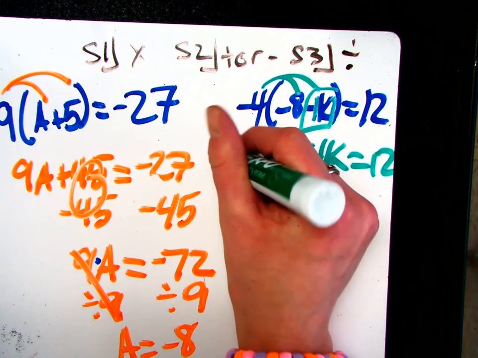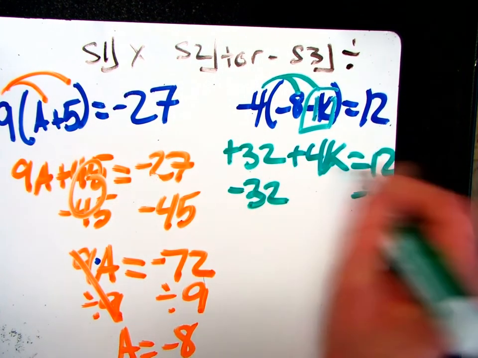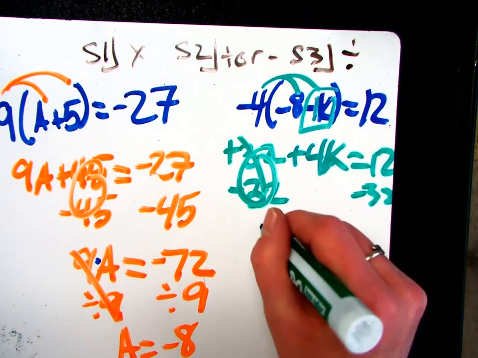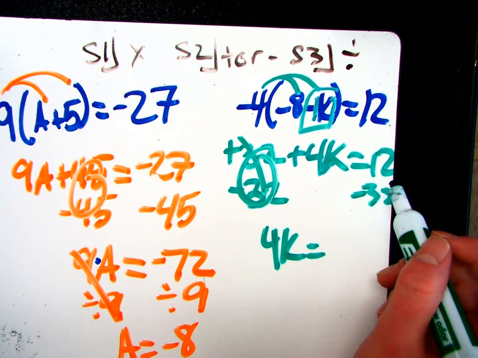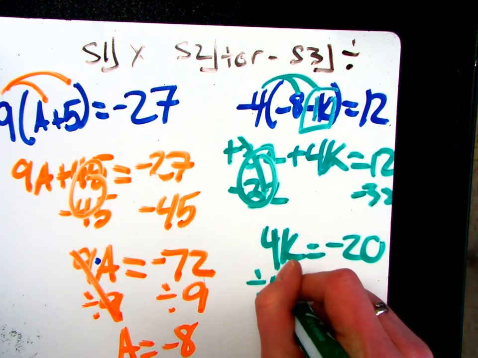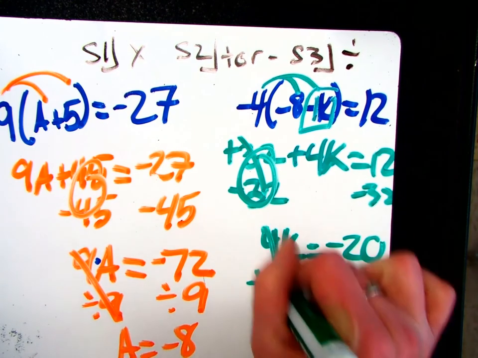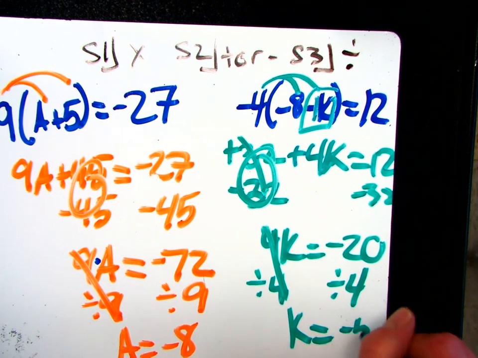This is a positive 32, so that means I'll want to subtract 32 from both sides. Those make 0. We got 4k by itself, and 12 minus 32 is negative 20. Finally, we will end up dividing by 4 on both sides. The 4's cross out. We now have k by itself, and negative 20 divided by 4 is negative 5.